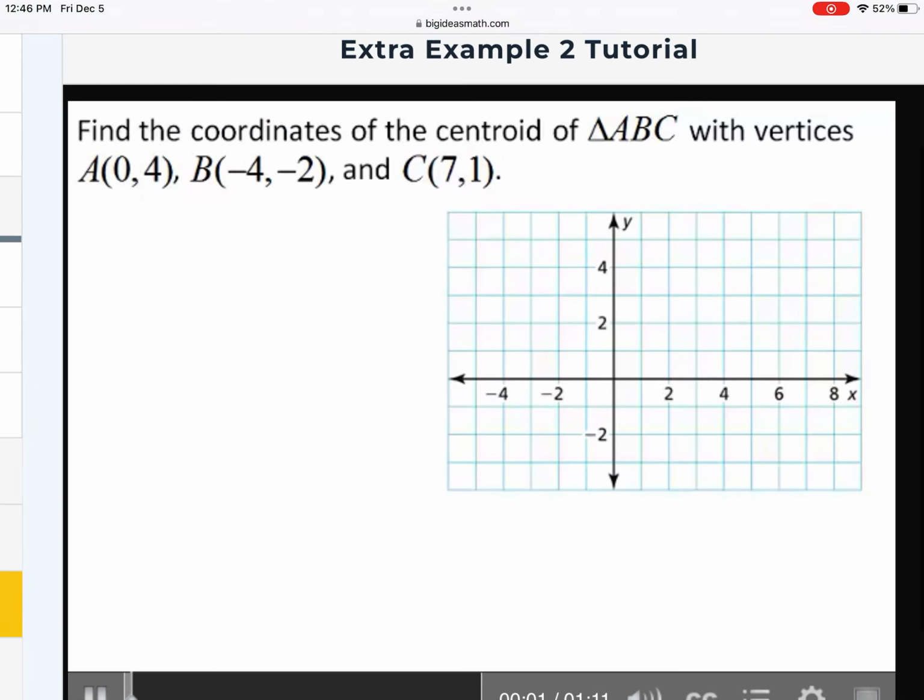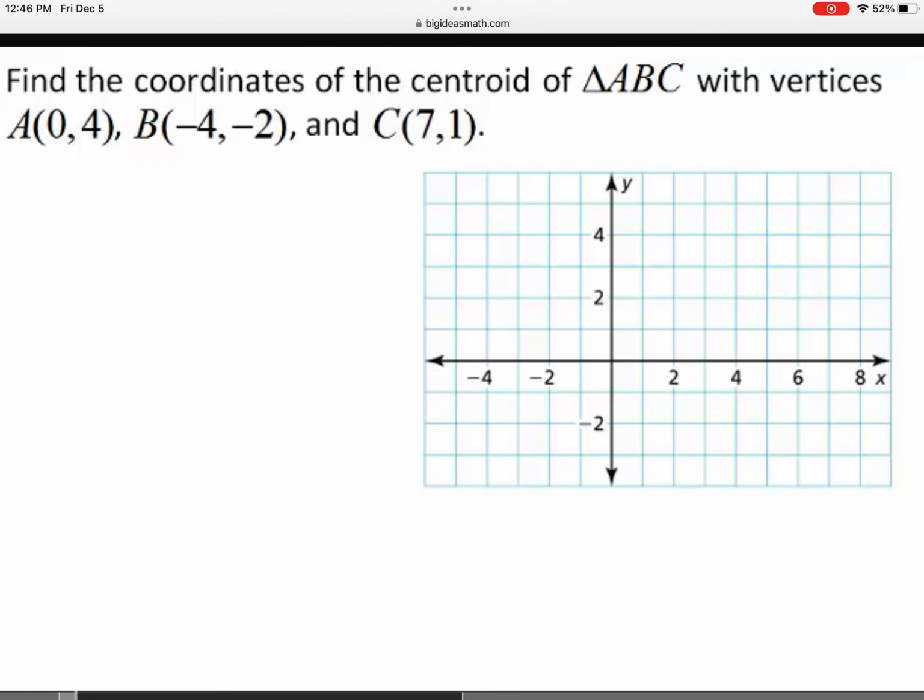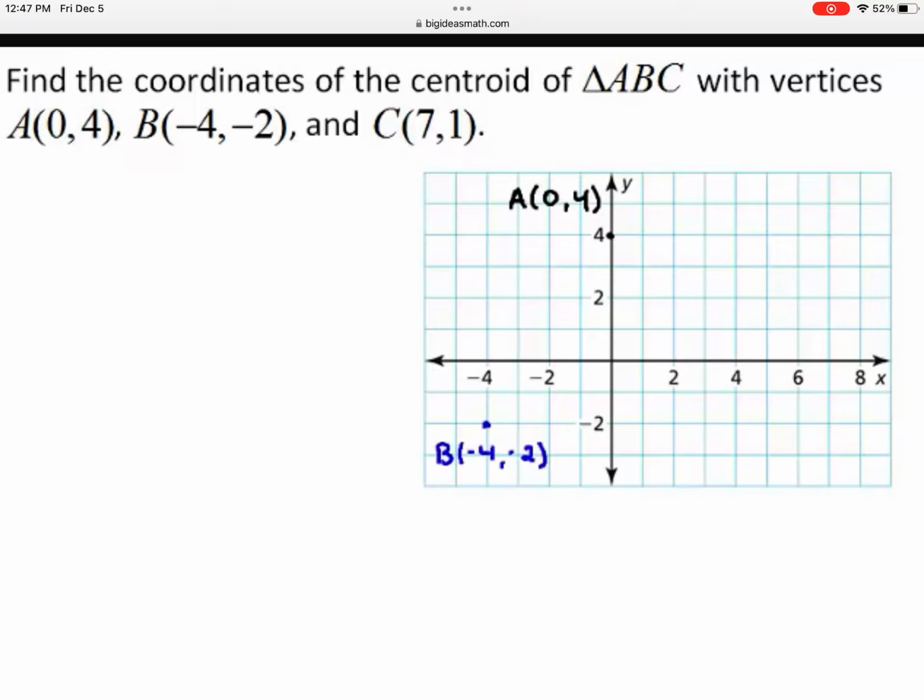Find the coordinates of the centroid of triangle ABC with vertices A (0, 4), B (-4, -2), and C (7, 1). Begin by graphing your triangle. Start with the vertices A (0, 4), B (-4, -2), and C (7, 1). Connect the points using line segments.